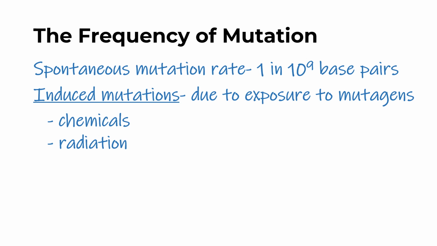Mutations do not spontaneously occur very often, about once every billion replicated base pairs. Induced mutations occur as a result of exposure to mutagens. 2 major types of mutagens are chemicals and radiation.